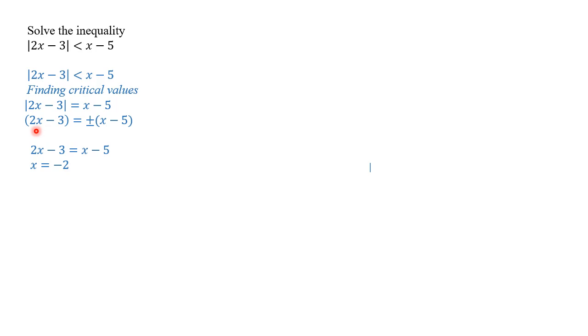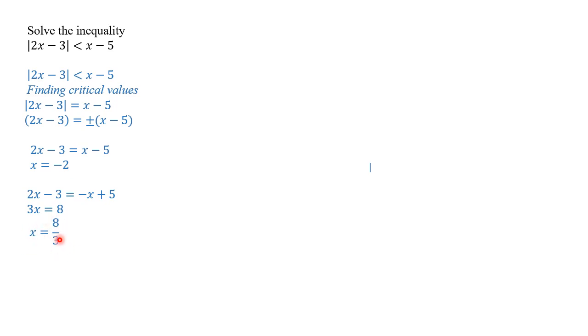So the next equation is 2x minus 3 is equals to minus open brackets x minus 5. So we are now taking a minus here. So it's 2x minus 3 is equals to, so when you place a minus here, we're going to have minus x plus 5. So it's minus x plus 5 here. Alright, so now the next thing, we can solve for x. So it's now 3x is equals to 8. Then we divide by 3 both sides. So x is equals to 8 over 3 here.